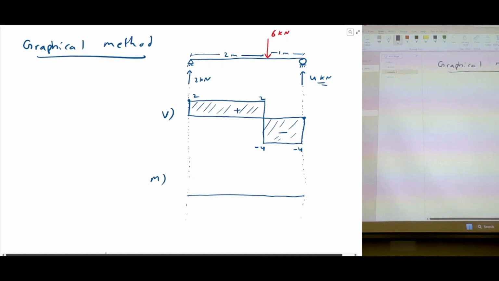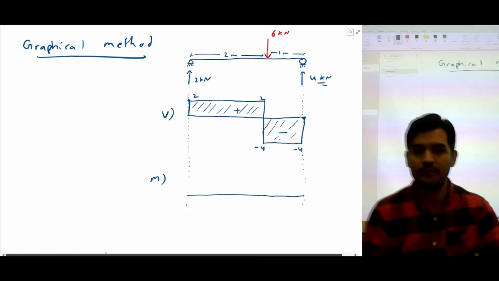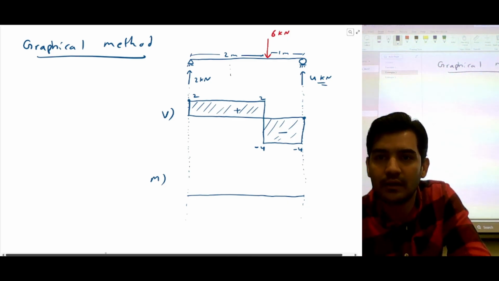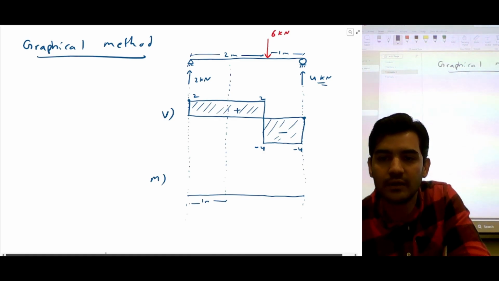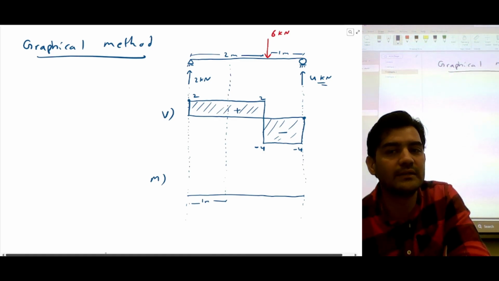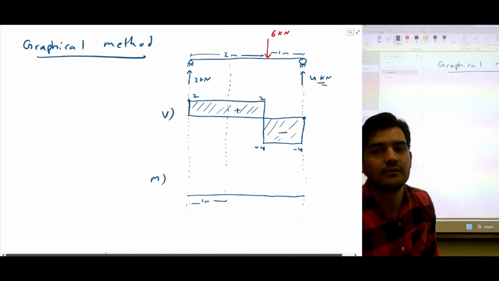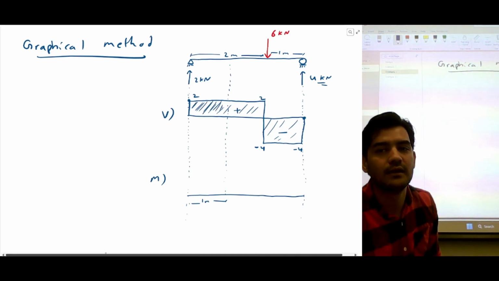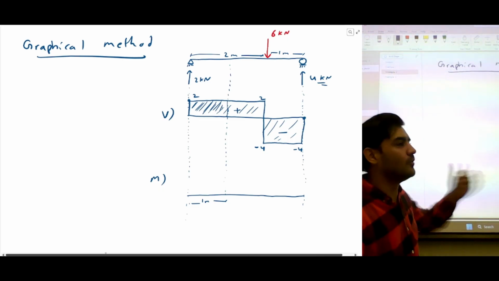So we're going to integrate. What is integration? Integration is basically the area under the curve. So you take the area at any given point, and that is going to be the bending moment. For example, if you want to calculate the bending moment at a distance of 1 meter, at this point, then we can calculate the area till that point, and we're going to get the bending moment value.